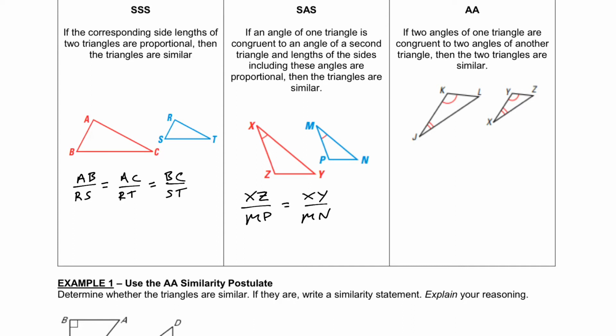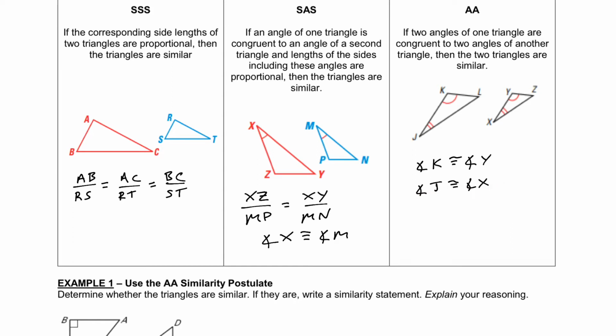And then the last case, we have the angle-angle similarity postulate. That one just says that you have to have two pairs of corresponding angles that are congruent. So we can see in this third case that we have one pair of angles, angle K is congruent to angle Y, and we also have a second pair of corresponding angles that are congruent. Angle J is congruent to angle X. And that's all we need.